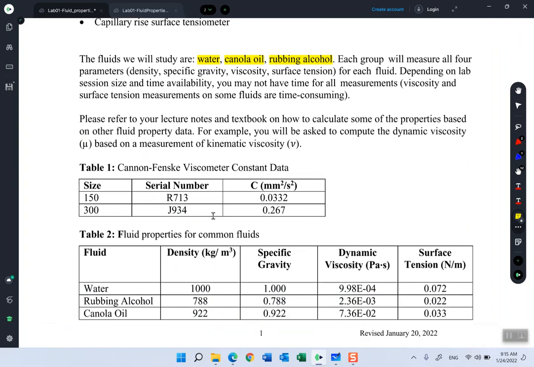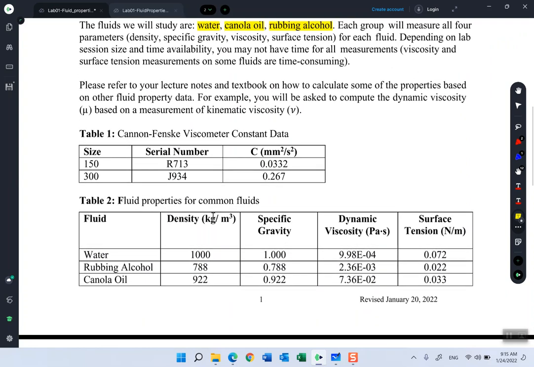In the lab manual, you will find 2 tables. The first one is the Cannon-Fenske viscometer constant data. We will know how we will use these numbers in a while. And the second table is the fluid properties for water, rubbing alcohol, and canola oil. Here we have the density, the specific gravity, the dynamic viscosity, and the surface tension.